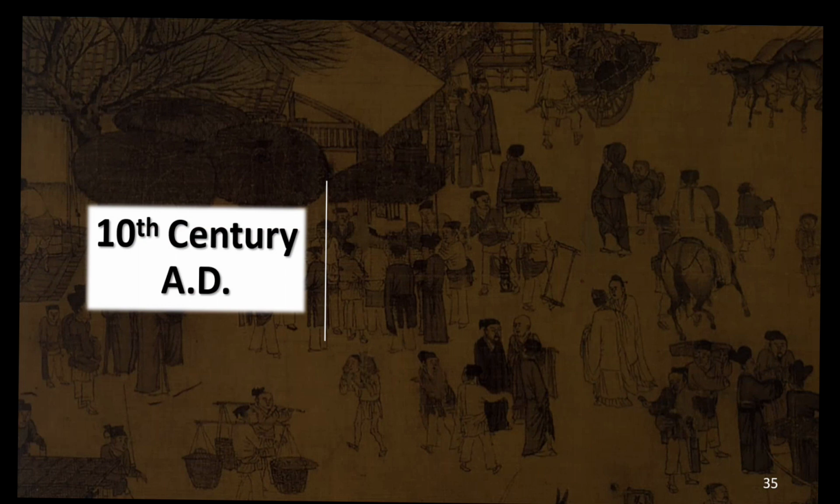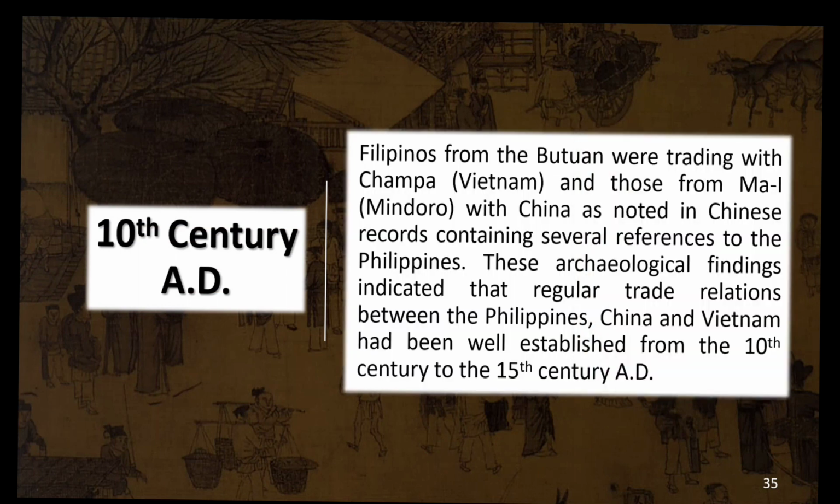Then in the 10th century, Filipinos from Butuan were trading with Champa, which is known now as Vietnam. And those from Mai, known today as Mindoro, traded with China, as noted in Chinese records containing several references to the Philippines. The findings indicated regular trade relations between the Philippines, China, and Vietnam from the 10th to the 15th century AD.